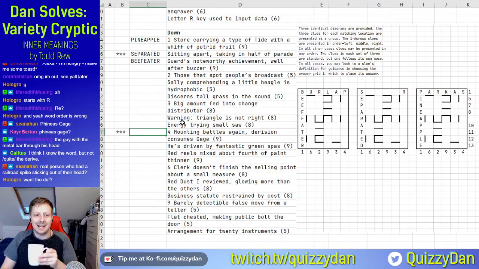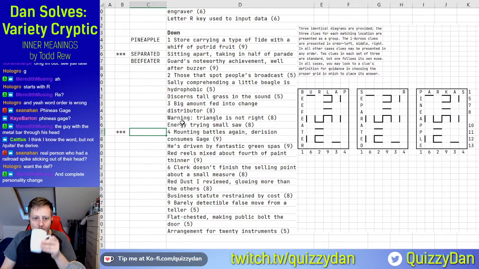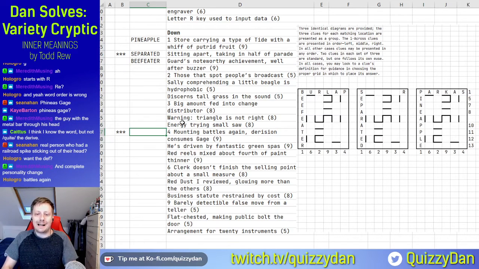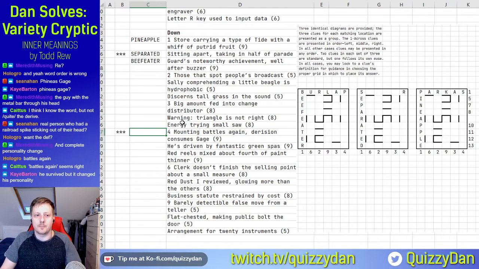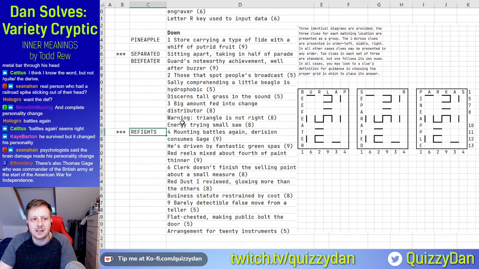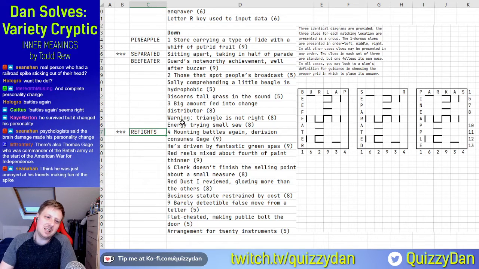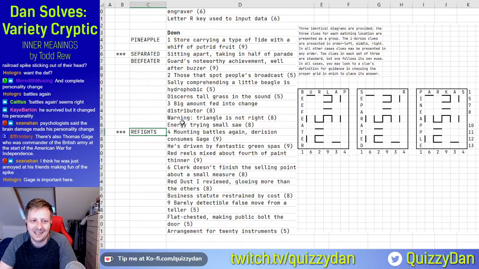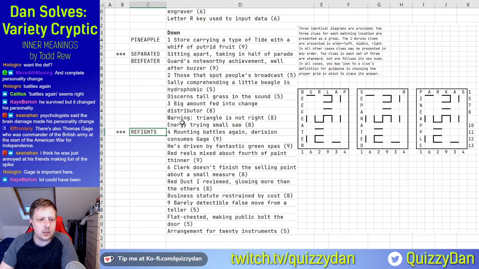Is it battles again? Battles again is the definition. So, refights? So, derision would be hatred. This was Thomas Gage, yes. I mean, this is all sounding horrendously unpleasant, I will say. Gauge is important here. So what is gauge going to?